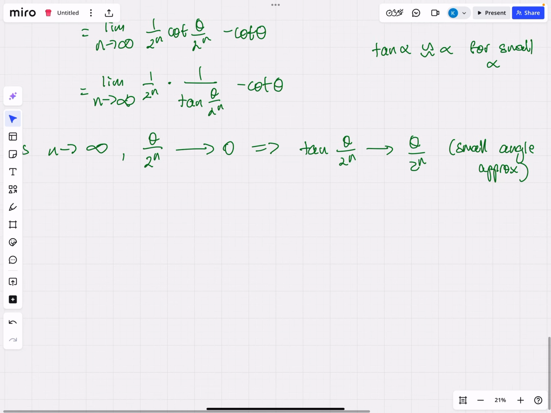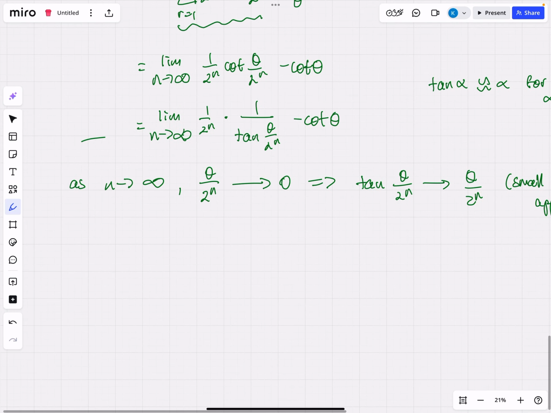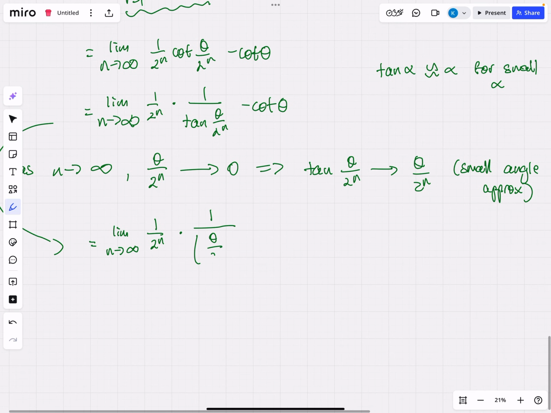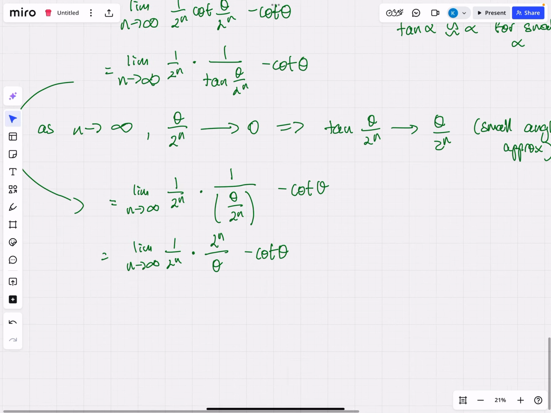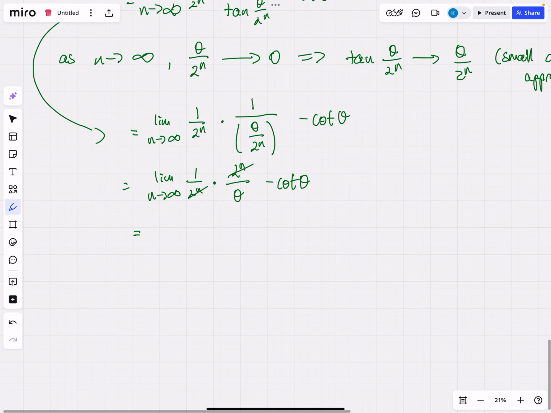Okay? So that means this limit here is going to be equal to the limit as n tends to infinity of 1 over 2 to the n multiplied by 1 over, now we said that tan theta over 2 to the n is going to tend to theta over 2 to the n, minus cot theta. But looky here, the 2 to the n's cancel. So we end up with 1 over theta minus cot theta.